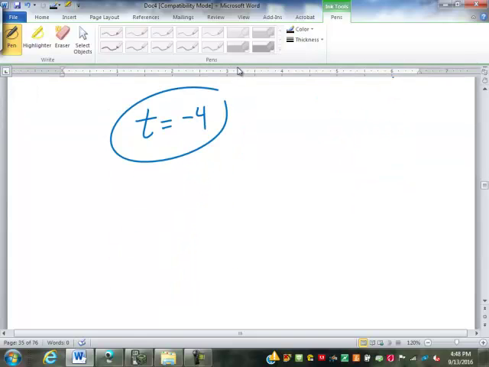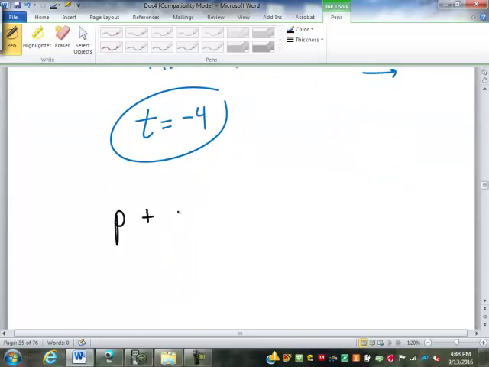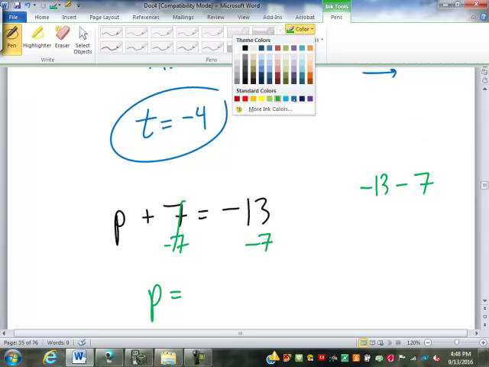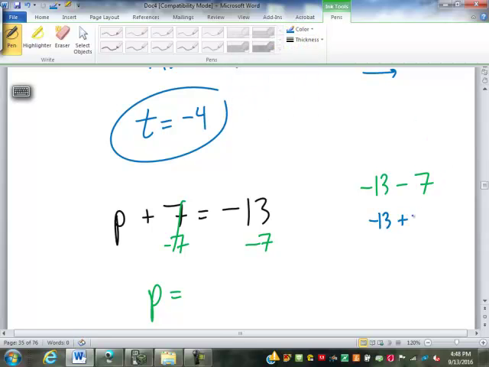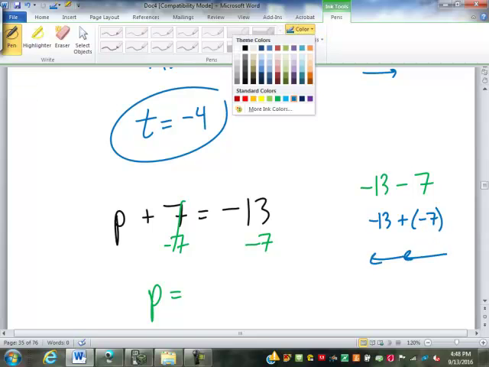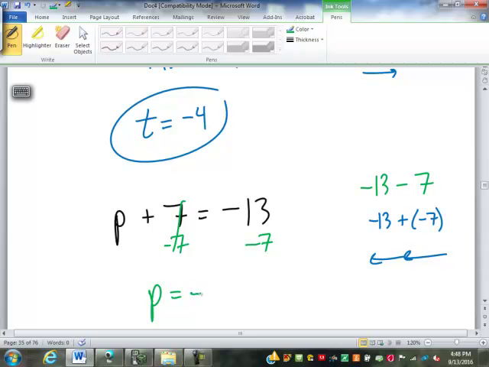Or I might have p plus 7 equals a negative 13. What am I going to do to solve that? I'm going to subtract 7. Very good. P equals, here I have negative 13 minus 7. I'm going to make that negative 13 plus a negative 7. What is it? Negative 20. There we go. Perfect. Good.